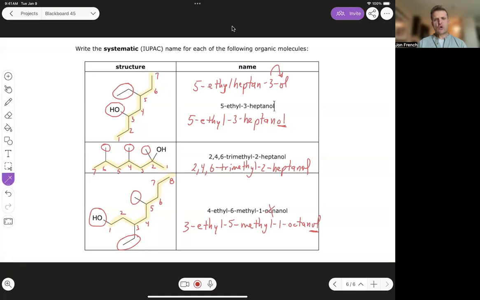So hopefully that helps with this nomenclature. Again, the rules are very similar. We always want what's most important to have the lowest number possible. What's most important depends on whether we are talking about alkanes, alkenes, alkynes, or something with a functional group. So hopefully that helps with tonight's homework.